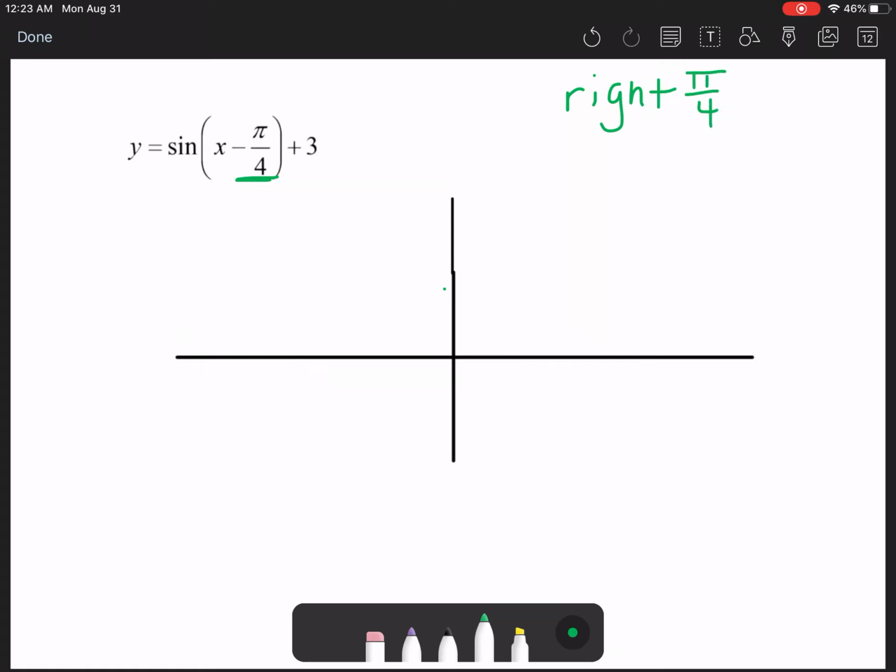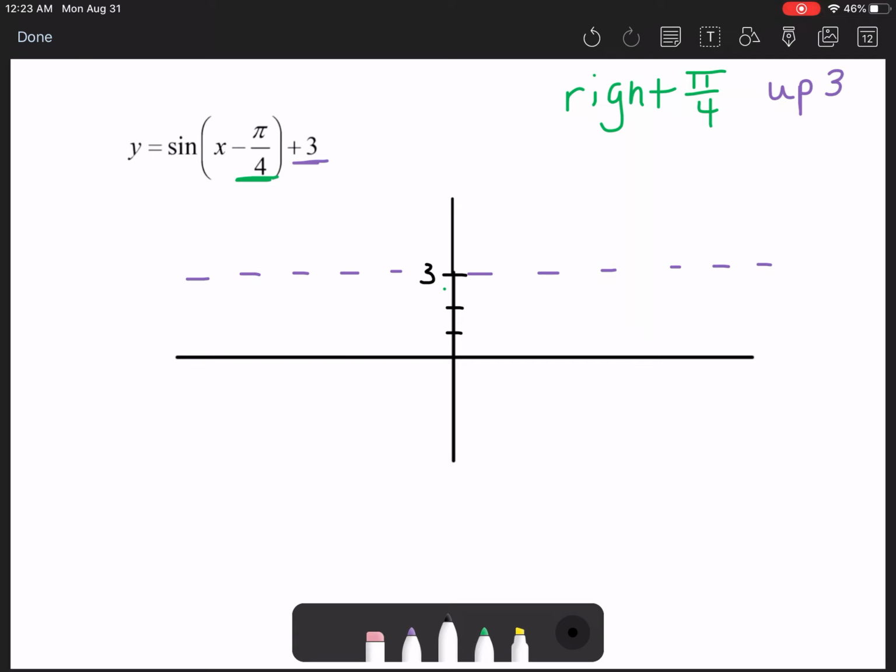So we're going to start the sine curve at pi over 4, not 0. Then we have D right here, plus 3. This means my graph is moving up 3. Okay, that's going to represent my midline. So if I go up 3, okay, this is my new midline. And remember, sine starts at the midline, okay? So my first point is going to be on the y value of 3, not 0.